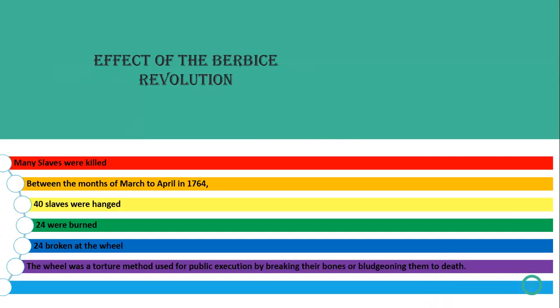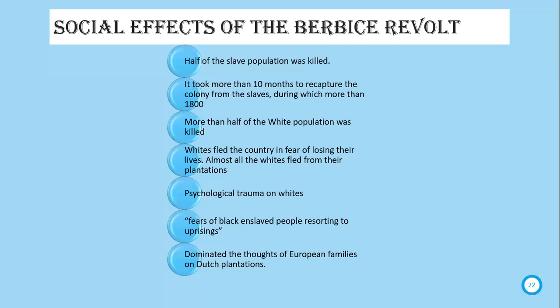Another effect was that, again, many slaves were killed. Between the months of March to April in 1764, 40 slaves were hanged, 24 slaves were burned, 24 broken at the wheel. The wheel was a torture method that was used for public execution by breaking the bones or bludgeoning them to death. What were the social effects of the Berbice Revolt?